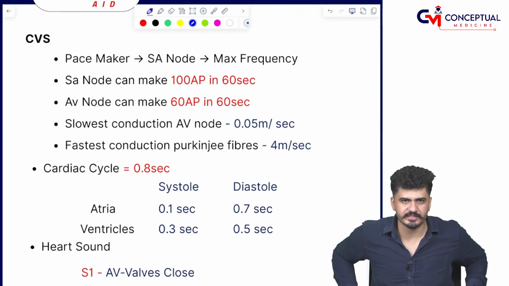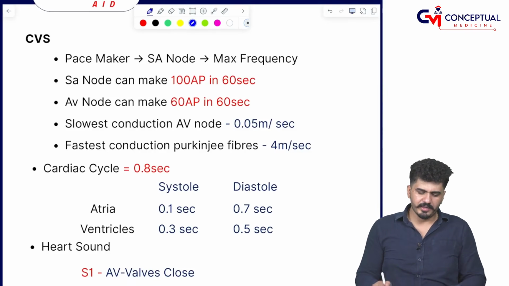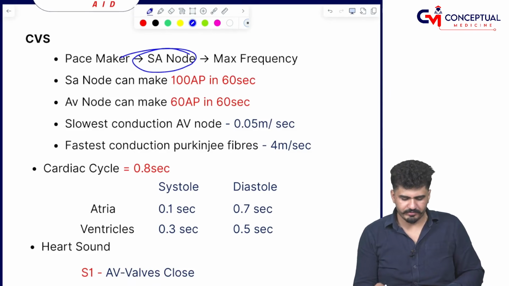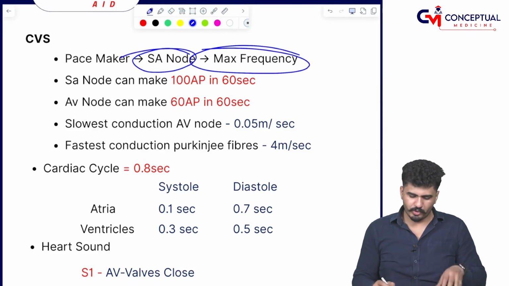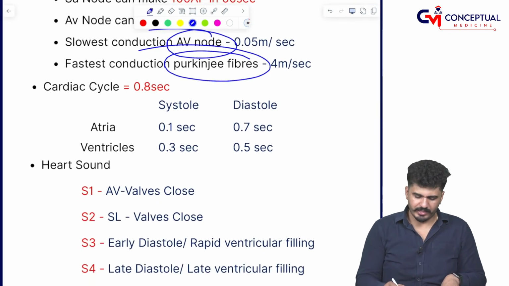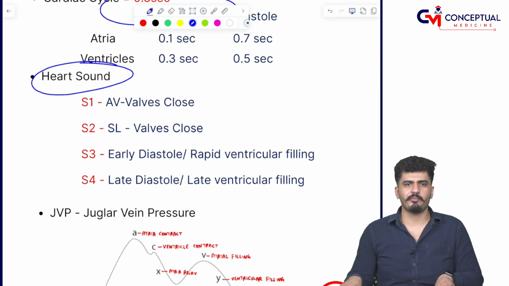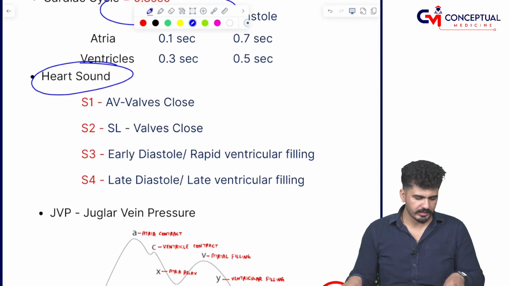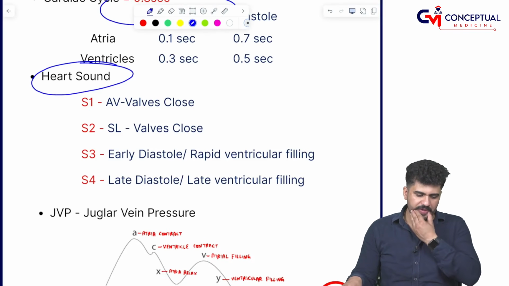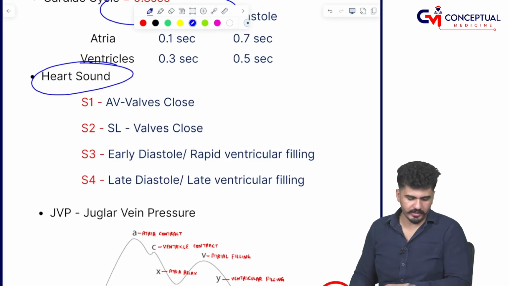Now coming on to the next system, that is your cardiovascular system, my dear friend. Remember, the pacemaker is the SA node, which has the max frequency, slowest conduction at the AV node, fastest in the Purkinje fiber. Now cardiac cycle, just keep it aside. Heart sounds are important, all four heart sounds. My dear friends, S1, S2, S3 and S4. Let's talk about all these heart sounds.